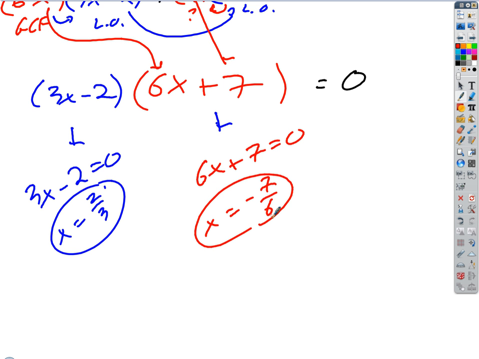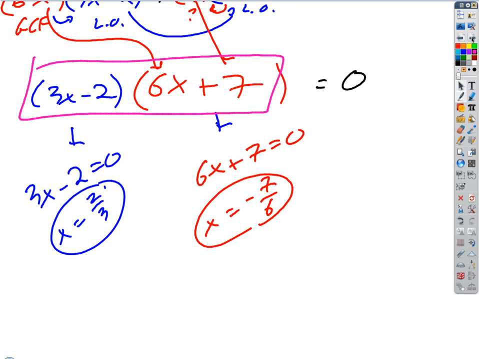Well, it depends. Now, if they're asking for the solutions, I would enter those numbers. If they're asking for factored form, I just write it like that. Okay? All right, last issue, pretty easy one.